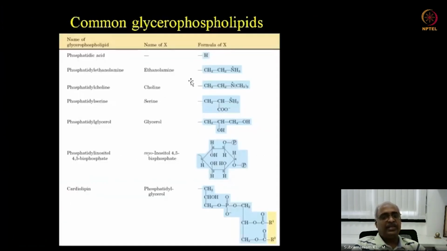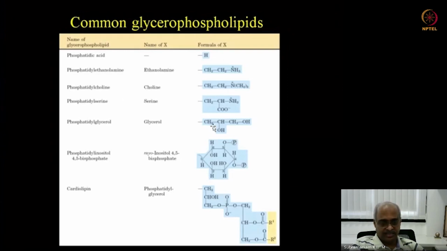And it can have derivatives. For phosphatidic acid, it's simply that hydrogen there. Then you can have an ethanolamine there, or you can have a phosphatidylcholine. This is very important in bile salts, which is required for emulsifying fat in our food for digestion in the small intestine. So these are part of the bile. For now you need not worry about it, we will think about it when we go to fatty acid metabolism.